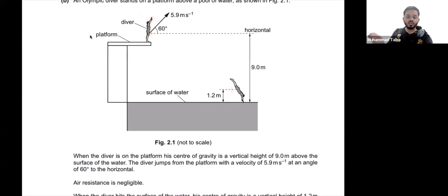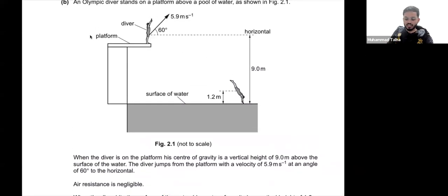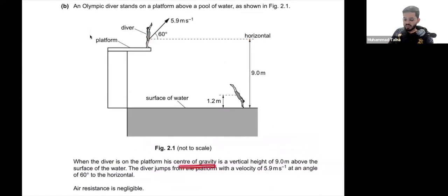And then I would need to use the resolution again to find the total velocity, because this 5.9 cos 60 would be there, and there would be the vertical component, and then I would need to find the resultant like this. So what I used is the conservation of energy. Initially the diver has kinetic energy and he also has potential energy. Now, if you read the question, everywhere there was a reference to the center of gravity being at a certain position.